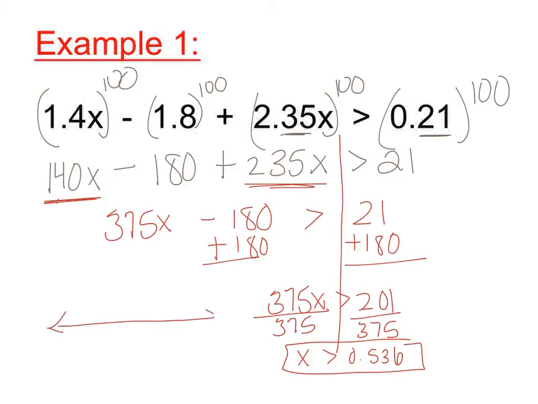Let's draw our number line. Okay, 0.536 is just a little past 0. I'm going to put an open circle on 0.536 since x cannot be equal to that. And x is greater than 0.536, so 1 is greater than 0.5, 2 is greater, 3 is greater, so I want my arrow pointing to the right.